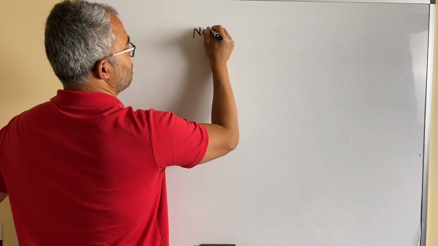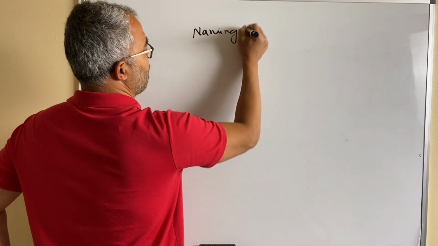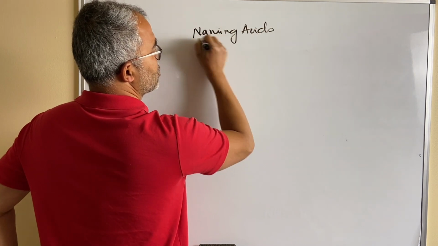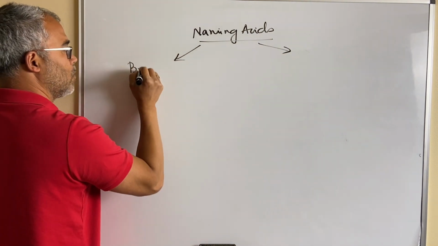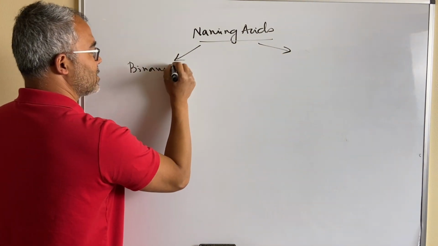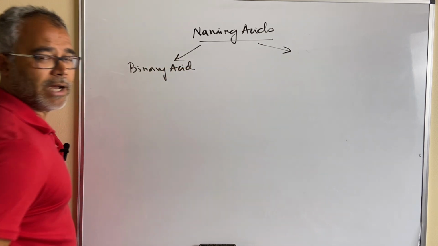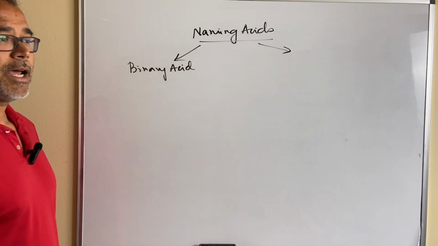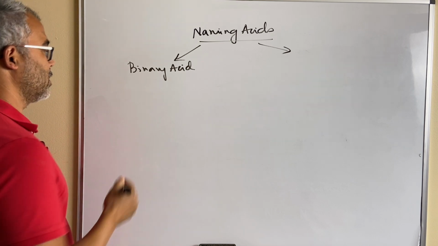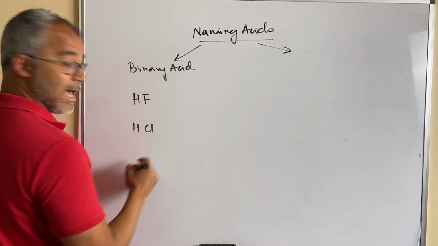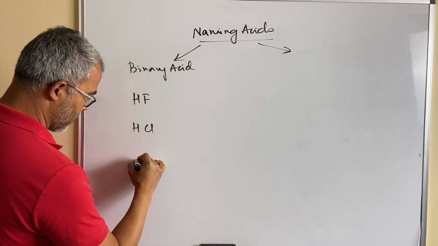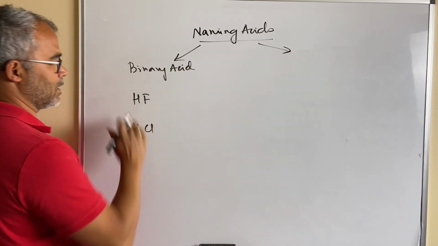Okay, let's briefly talk about how do you name acids. So there are 2 types of acids that we will encounter. One type is called a binary acid. A binary acid simply means it's composed of 2 types of molecules. Example would be HF, HCl, and so on. Okay, let's keep it there.